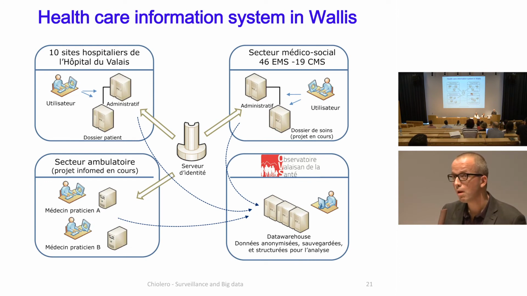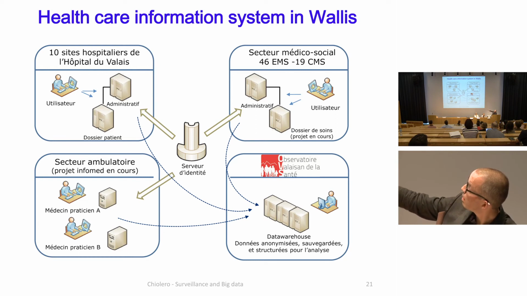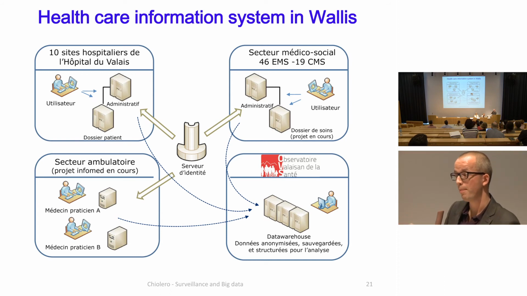Valais is one canton in Switzerland, and we have one health information system which links the whole hospital network of the canton of Valais. Currently, we have 10 hospital sites where we have data from all patients. One big advantage is that there are few private clinics in Valais, so we have data on all the patients of Valais. Also, all the hospitals are using the same health information system. So it's a big advantage.